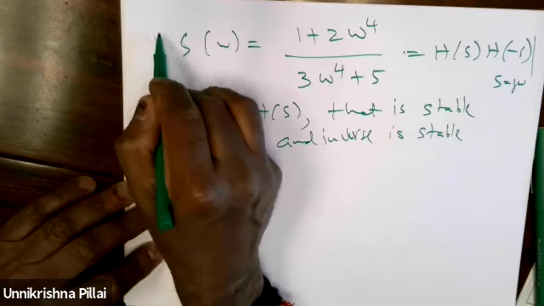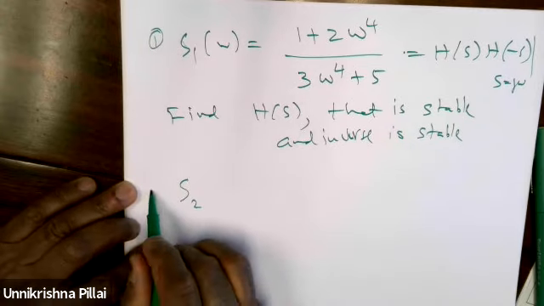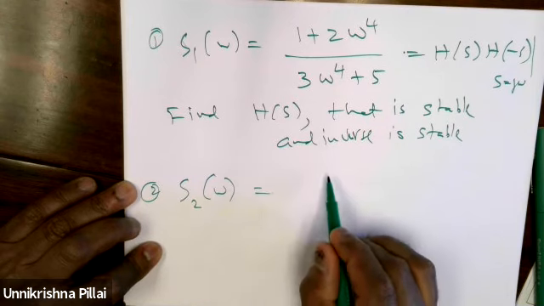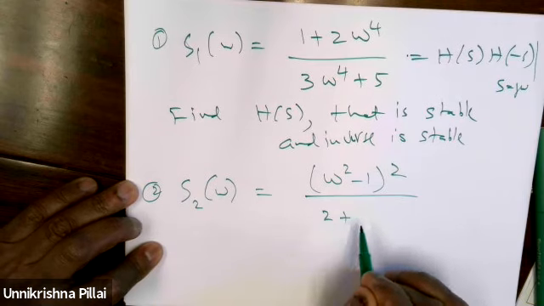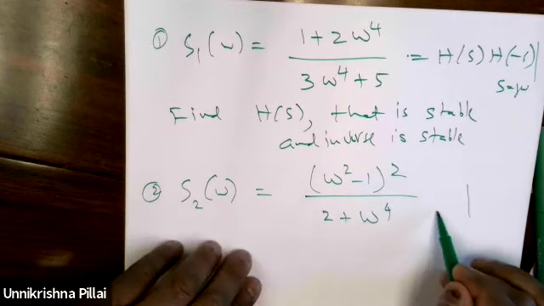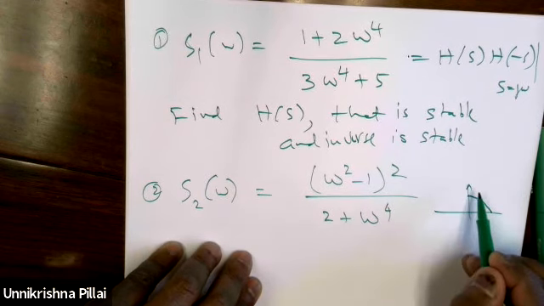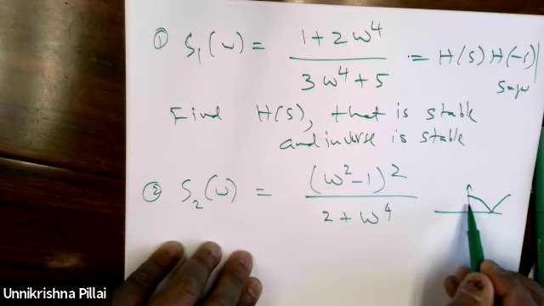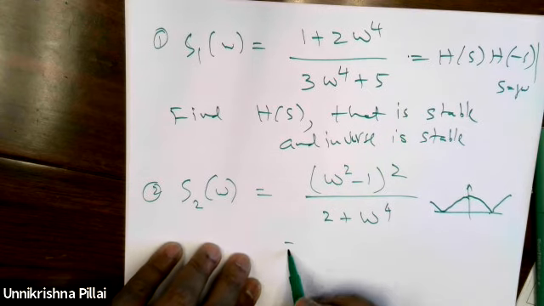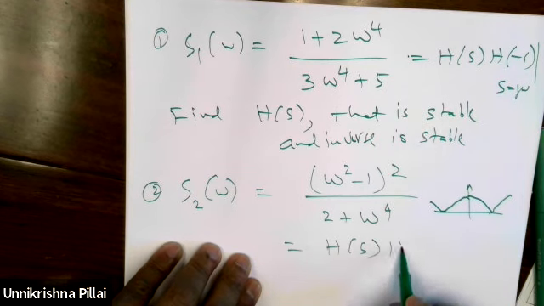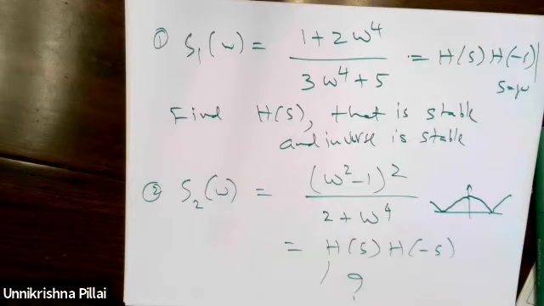Why don't you try? Let me give you two problems. So this is S1, S2 is. So remember, if you plot this, there is a zero here, right? At omega equal to 1. But still everything is positive. So the question is to find H of S and H of minus S. So find H of S with all these properties. You can do this in the Z domain.